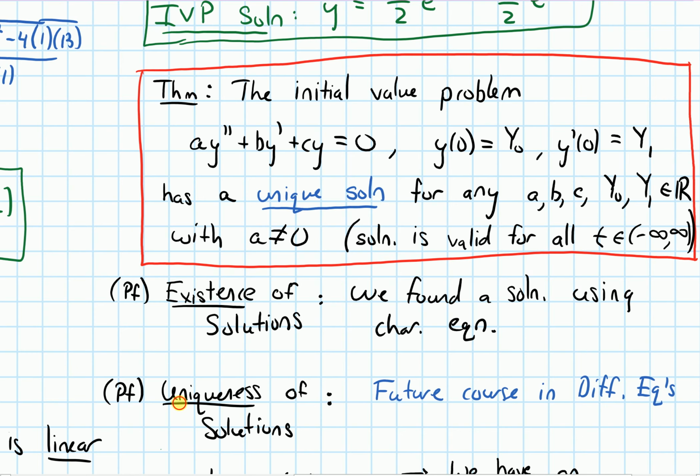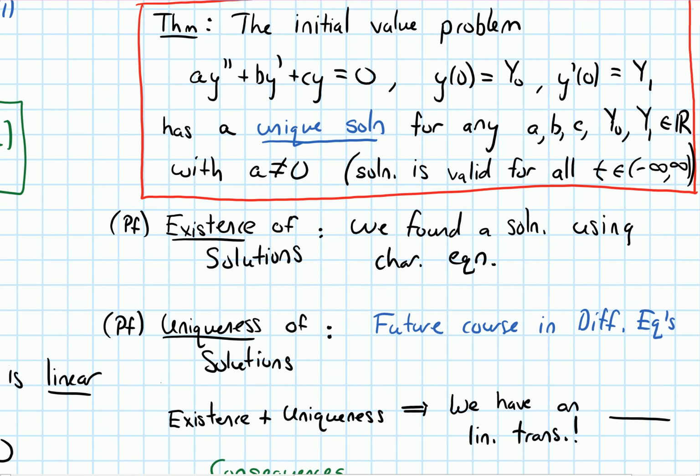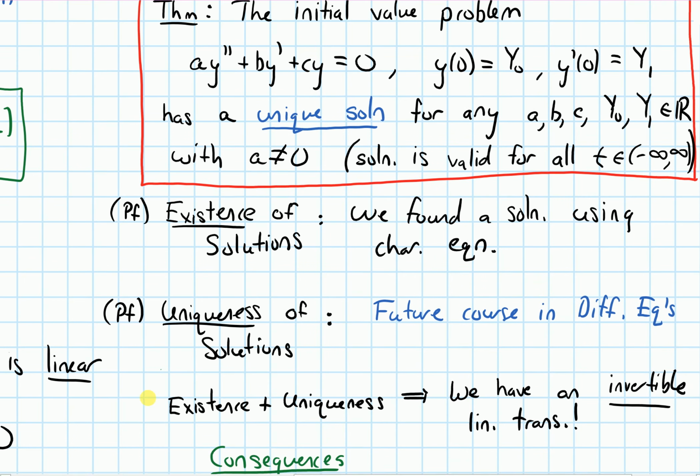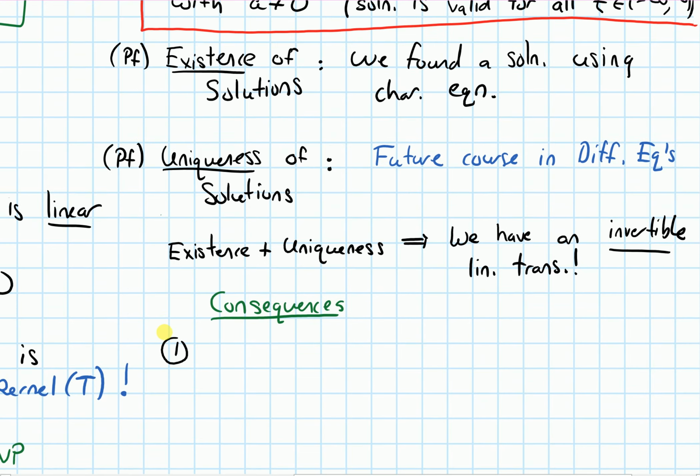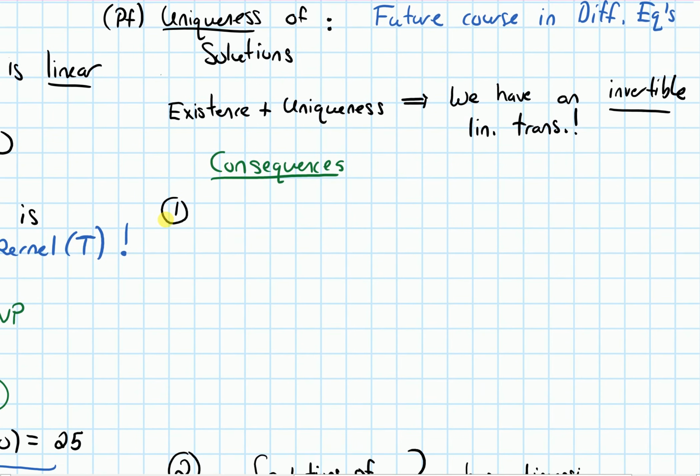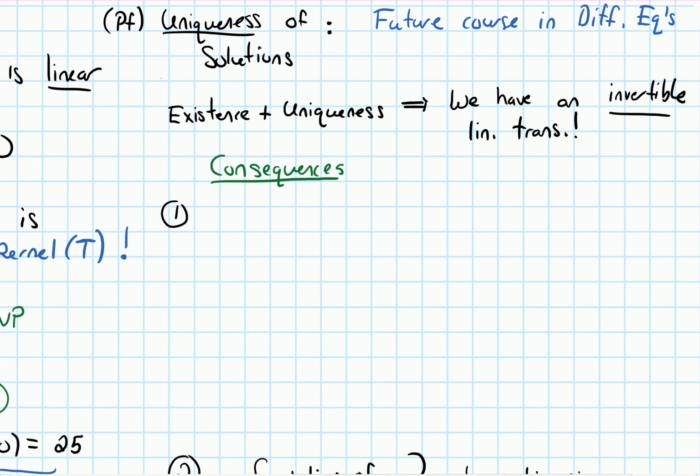All right, so the fact that we have existence and uniqueness reminds us of linear transformations. So the fact that we have existence and we have uniqueness means that we should have an invertible linear transformation somewhere here. So I want to connect this with some linear algebra. So consequences. So there are two main consequences of this that I want to state. So the first one is, I want to put this in the context of a linear transformation.